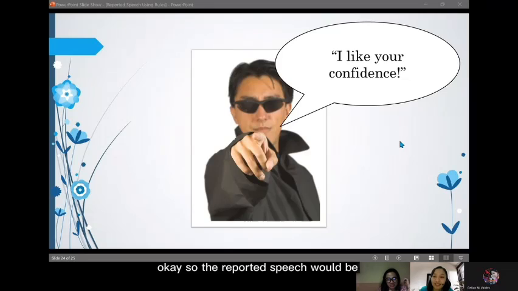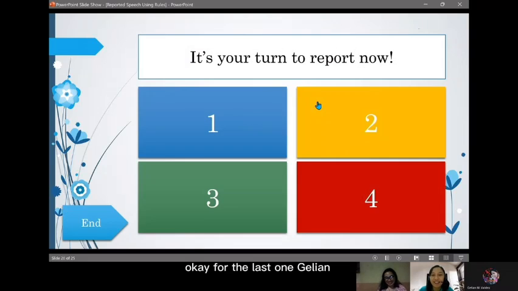Okay, so the reported speech would be, he said that he liked my confidence. Very good. So the man here just said that he liked your confidence, Lois. Are you happy with that? A little bit po. Okay, for the last one, Jillian, you have no other choice but to choose number 2.